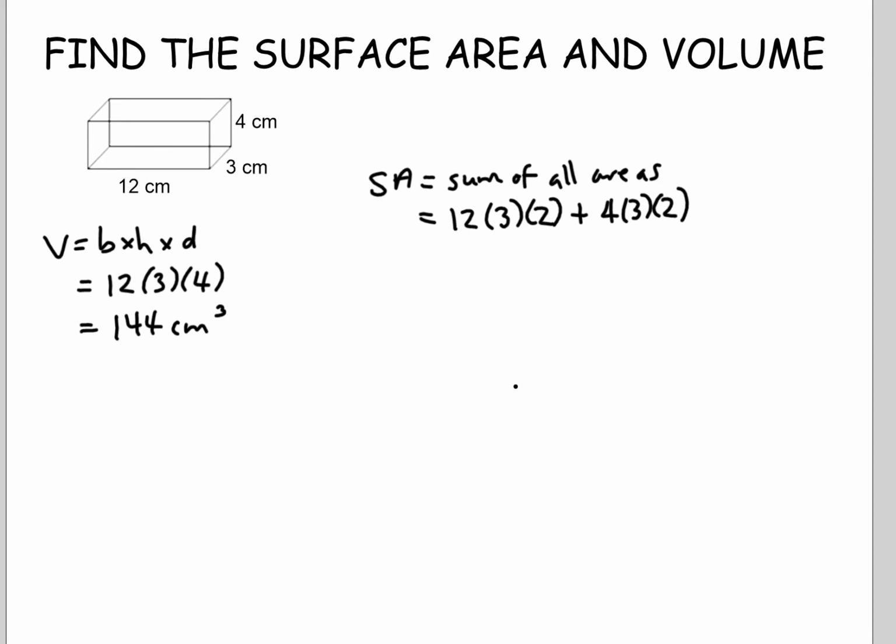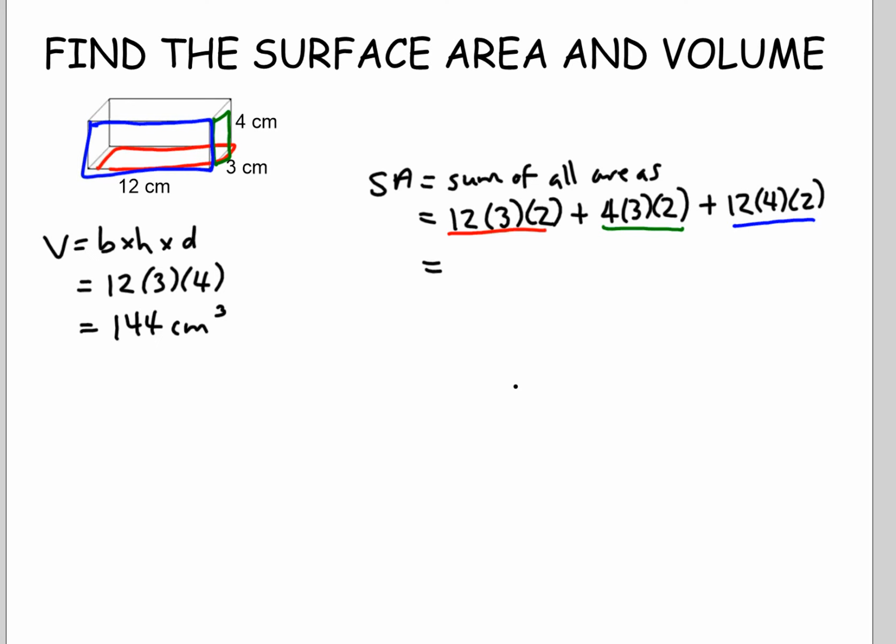Some of you may find it helpful to separate into color. So for example, this is the top and the bottom, and that's this color here. And then the left and the right is here, and that's this color. And then you need the front and the back, and that will be 12 times 4, and there's 2 of those. And again, just to demonstrate that, that would be this shape here. So you might find it helpful to outline in color, and then all you have to do is find each of those.